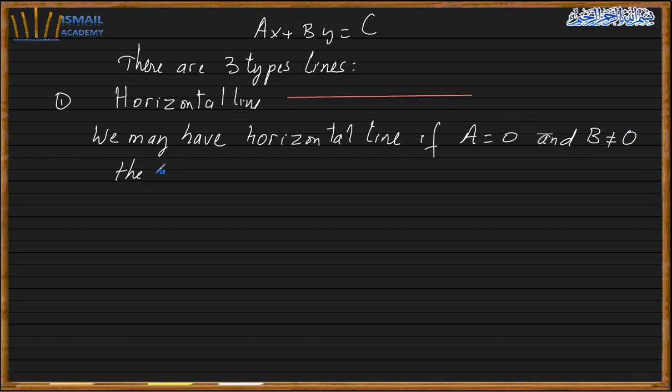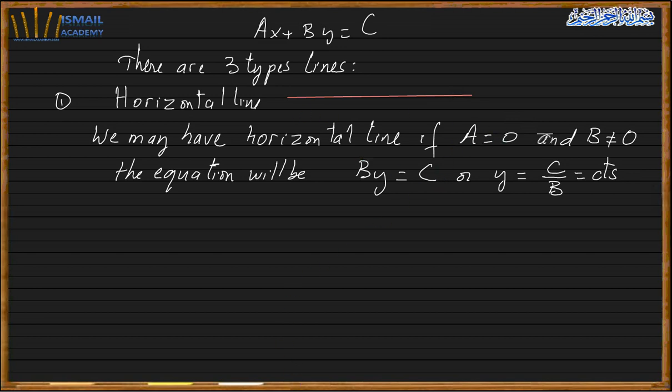Well, this means the equation will be by equals c. So when we have by equals c, the shape of the line is a horizontal line, or y equals c over b, or a constant. So when we have y equal a constant, or we have by equals c, it's a horizontal line.